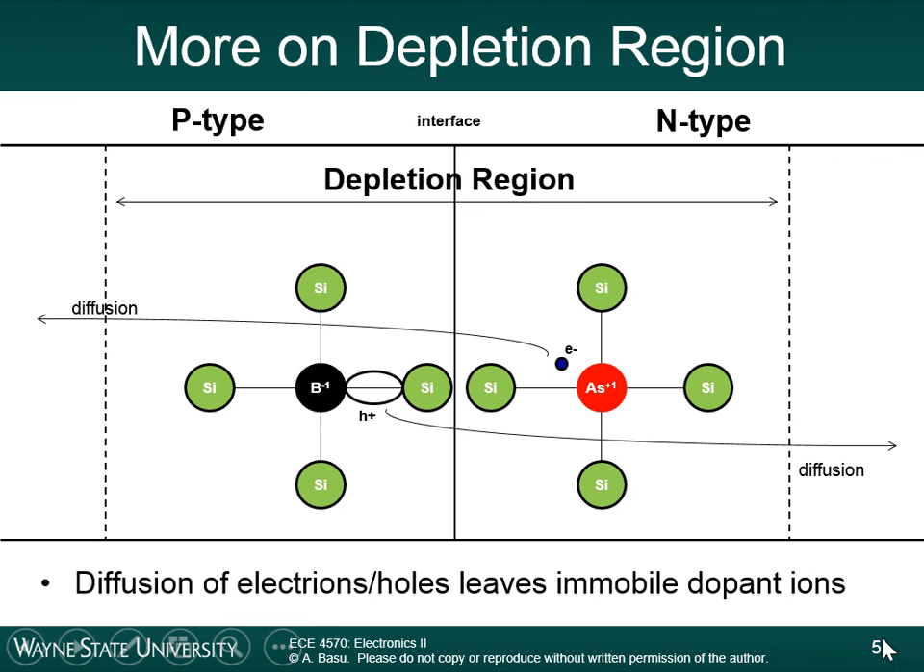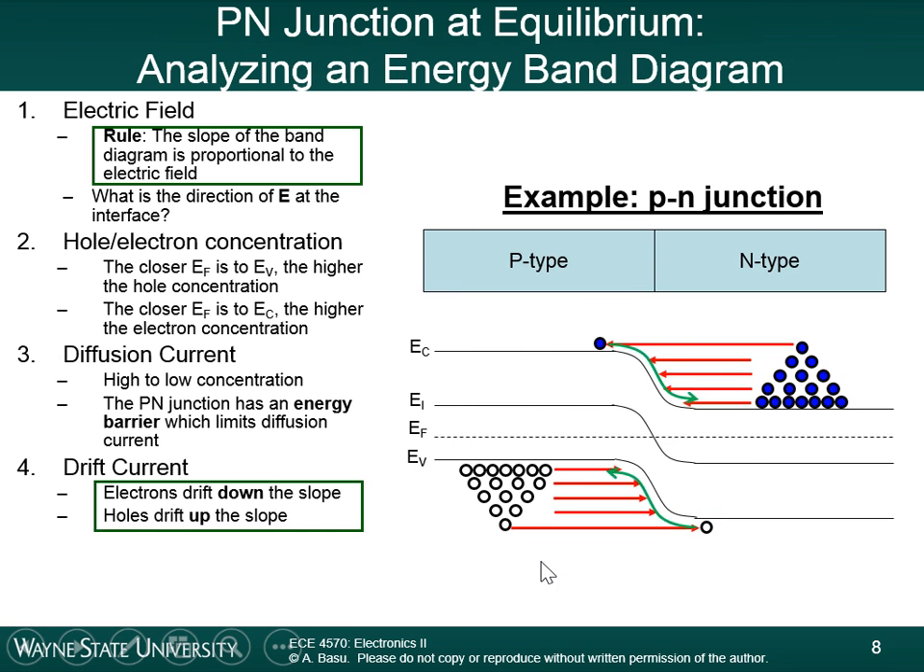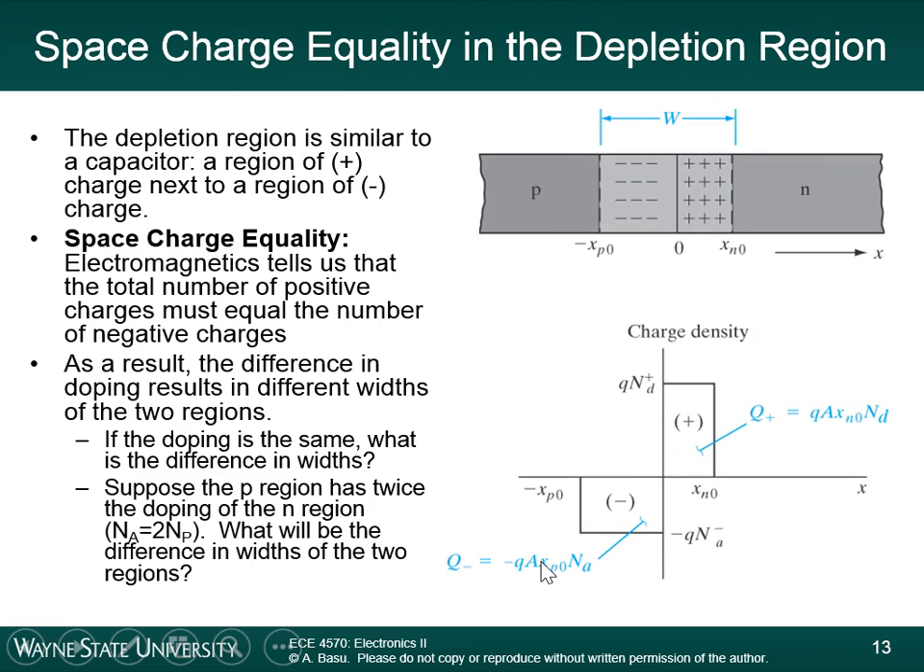Remember that a positive charge is this arsenic ion. A negative charge is this boron ion. So the number of arsenic ions in the depletion region is going to be equal to the number of boron ions in the depletion region on the P side. Okay, coming back in here. So as a result of this, the difference in doping results in different widths of the two regions.